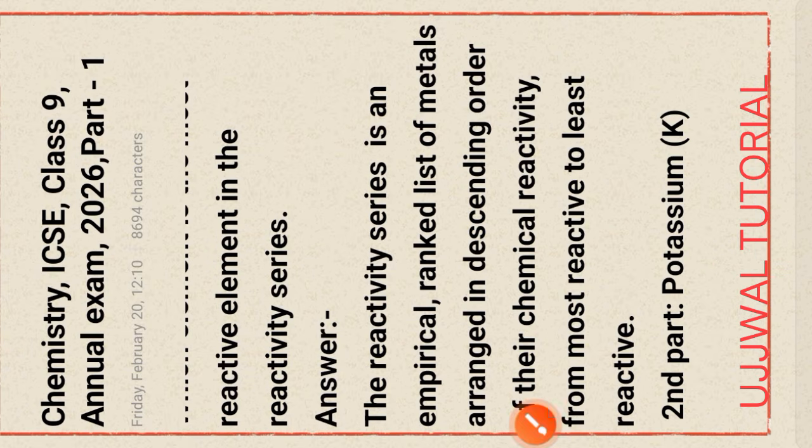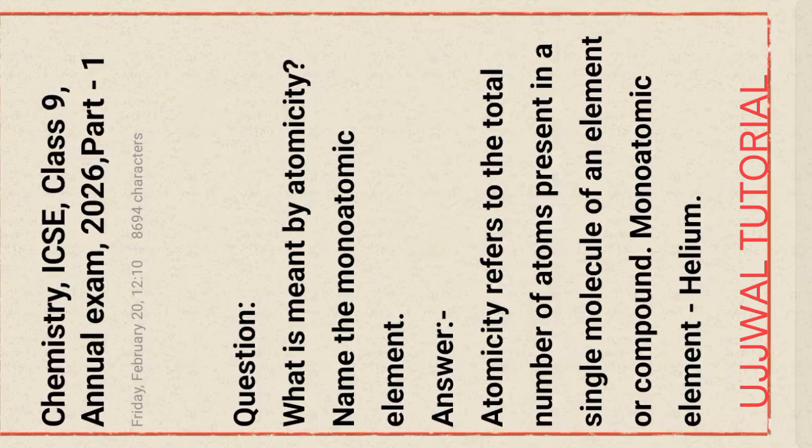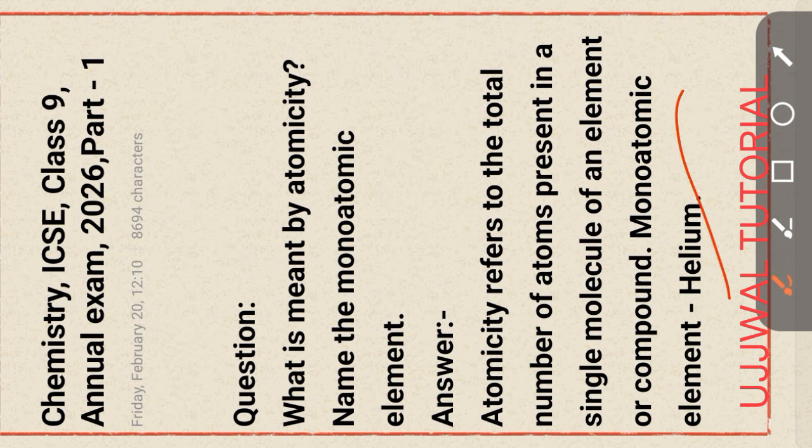Okay, next question: what is meant by atomicity? Name a monoatomic element. Atomicity refers to the total number of atoms present in a single molecule of an element or compound. The monoatomic element is He, that is helium.